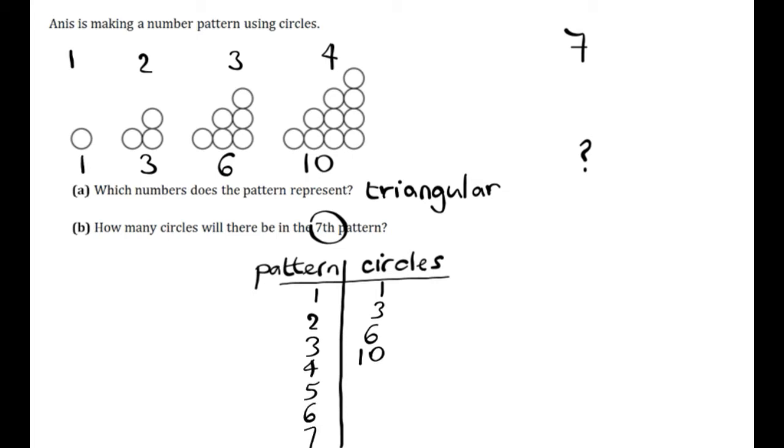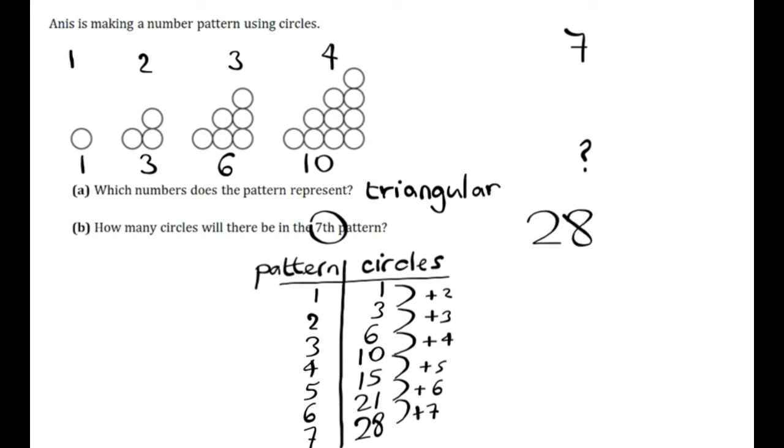And now we simply look for patterns 5, 6 and 7 by looking at the numbers of circles. Here we add 2, here we add 3, here we add 4, and so now we will add 5 to get 15. Then we'll add 6 to get 21, and now we'll add 7 to get 28. So that would be the number of circles found in the 7th pattern, 28.